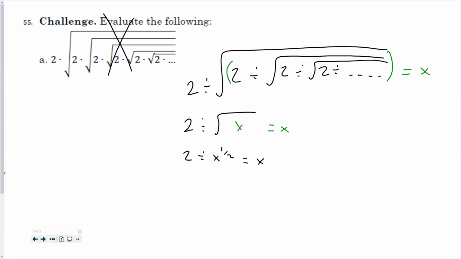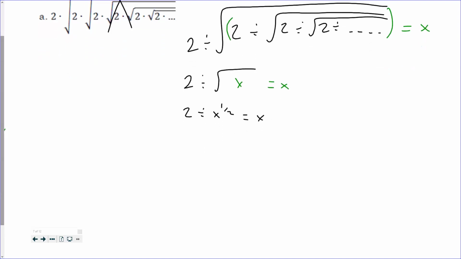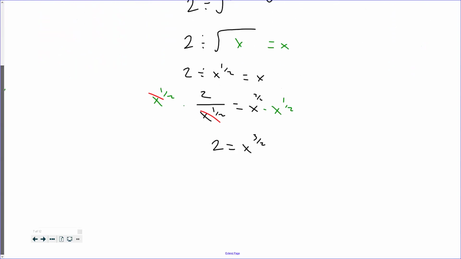If you multiply both sides by x to the 1/2, or to make it a little clearer, you have 2 over x to the 1/2 equals x. You can multiply both sides by x to the 1/2, because when you do, these cancel out. And you have 2 equals x times x to the 1/2, which is 2 equals x to the 3 over 2. And then you can raise both sides to 2/3.